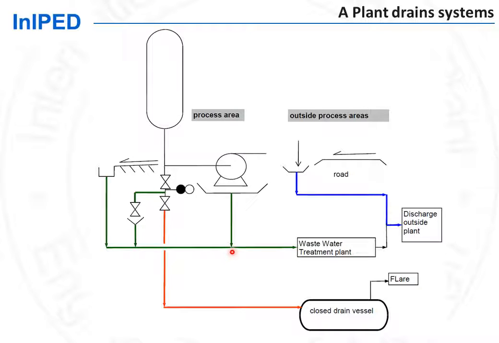The open drain network also collects small oil spills that could happen around equipment and are collected in equipment drip pans. The open drain network also connects with the rainwater collection system in the paved process area. The open drain system leads to the wastewater treatment plant, where oil is separated from water and water can be disposed outside the plant.